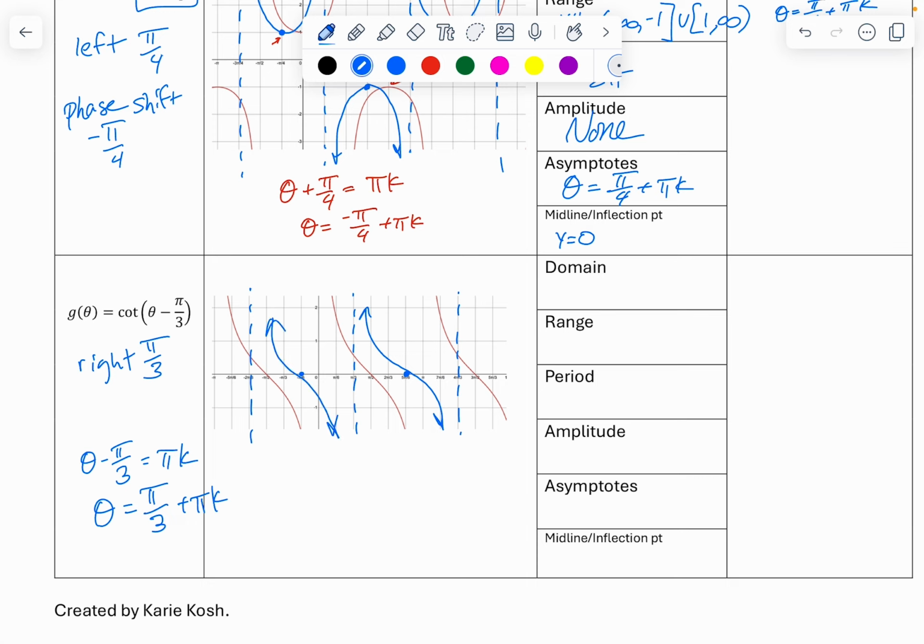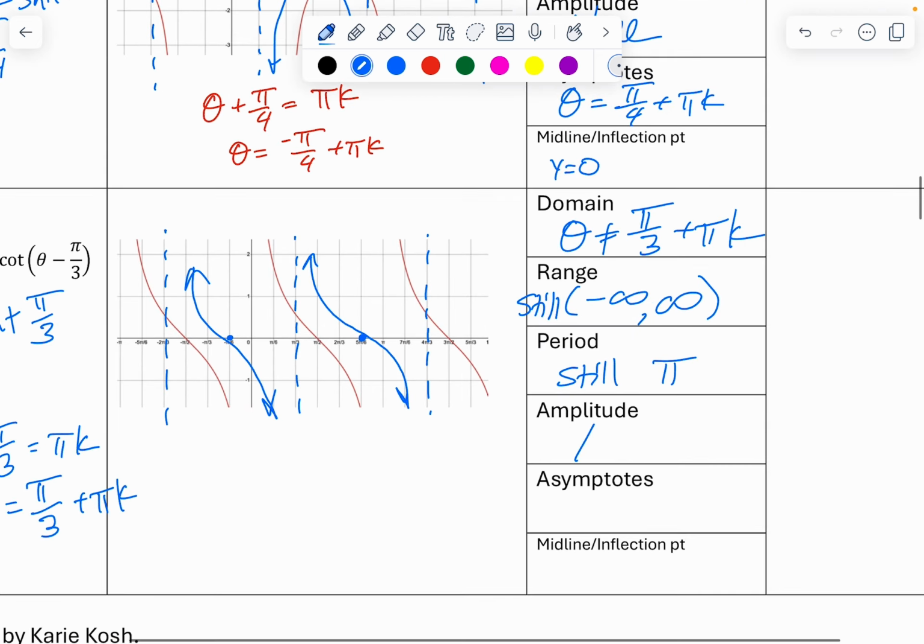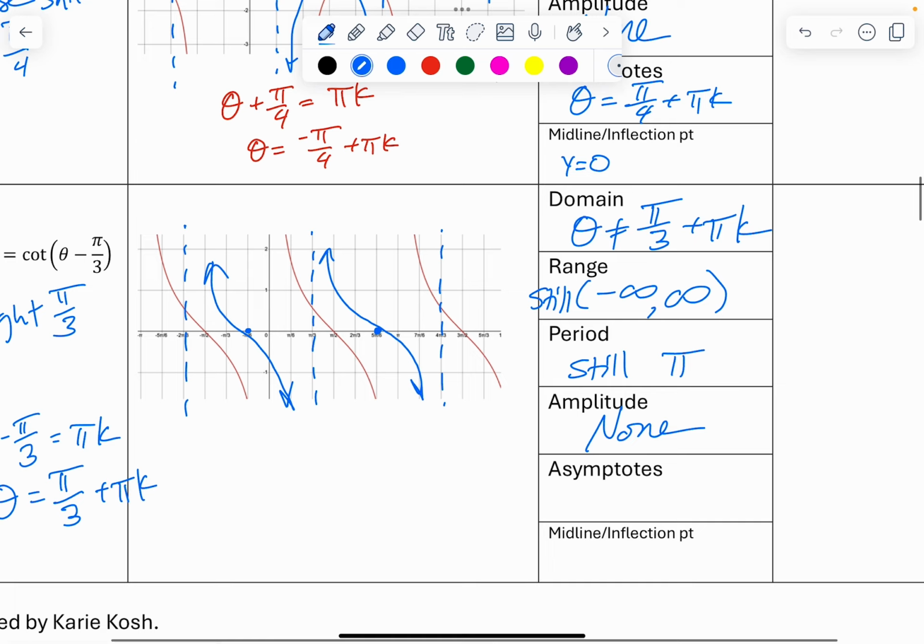So the domain has changed to theta is not equal to pi over 3 plus pi k, where k is an element of integers. My range is still negative infinity to positive infinity. My period is still pi. There's still no amplitude for a cotangent. And my asymptotes moved, and we wrote it down over here, to where theta is equal to pi over 3 plus pi k.